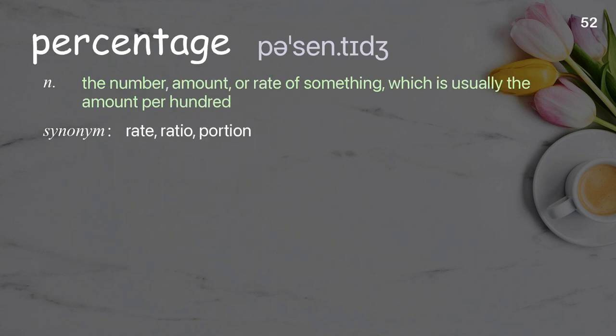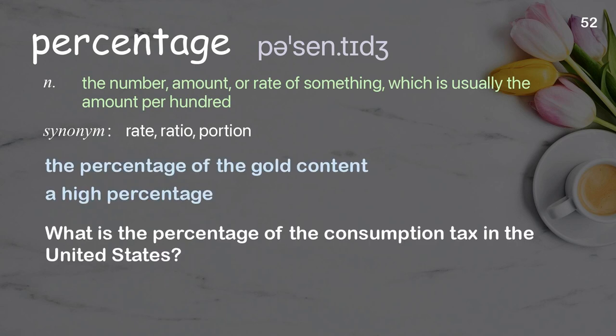Percentage. The number, amount, or rate of something, which is usually the amount per 100. Examples: the percentage of the gold content, a high percentage. What is the percentage of the consumption tax in the United States?